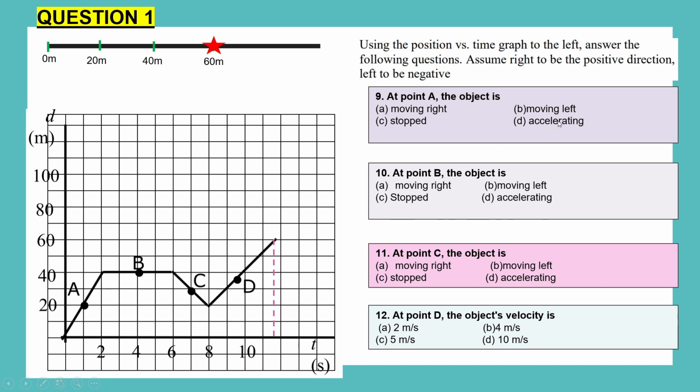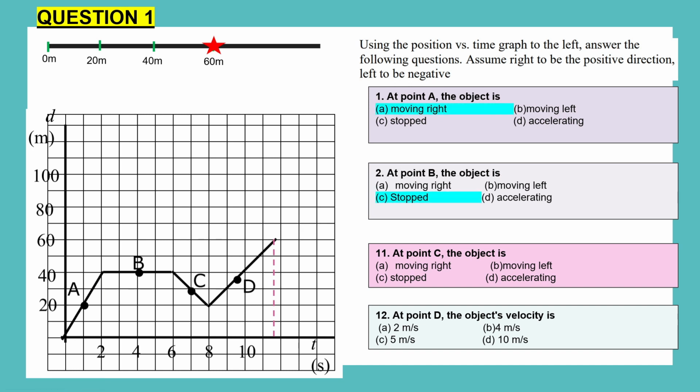So D is wrong. The object is moving to the right. Is it correct that it's moving to the right just now? Yes, the start is from here, from 0 meter to 20 meter to the right. Correct. Moving to the left, wrong. Stop is also wrong. Why not stop from 0 to 4 second? It's moving. So, the answer is A.